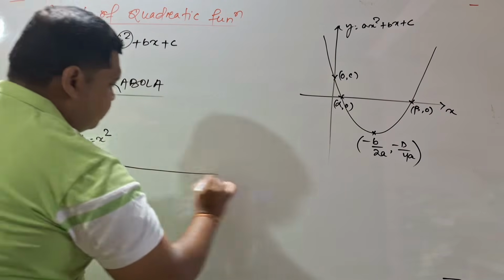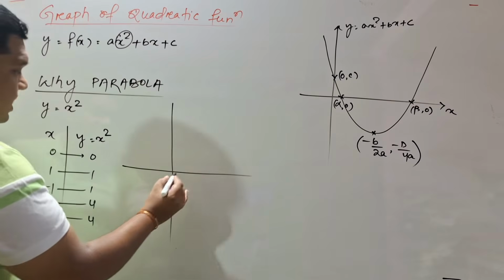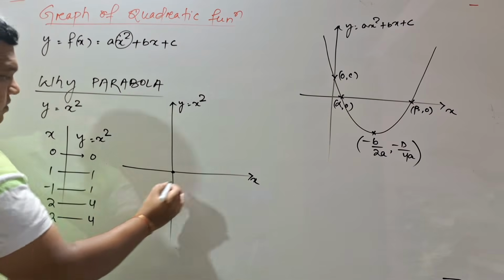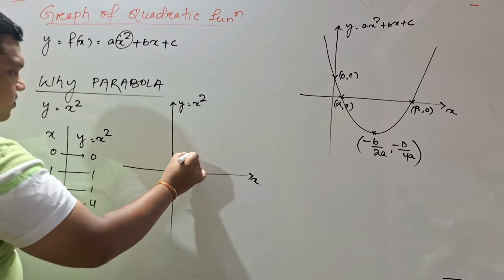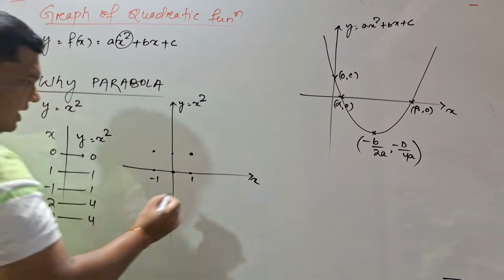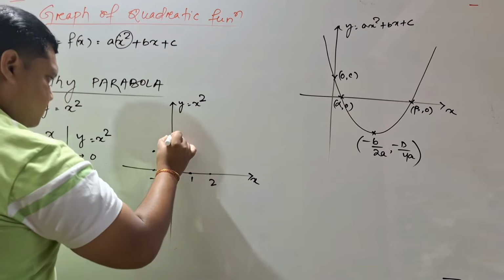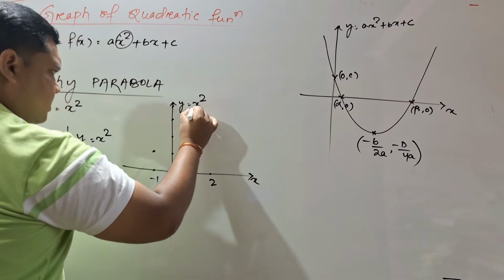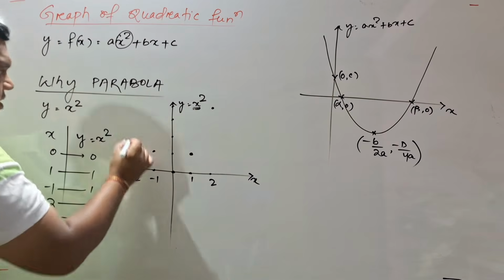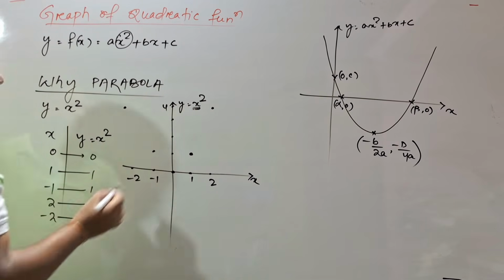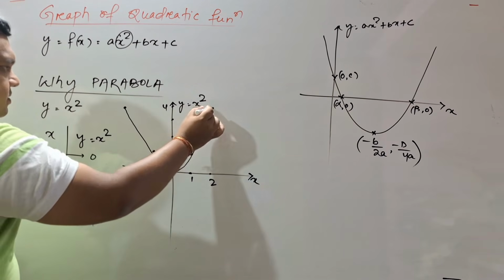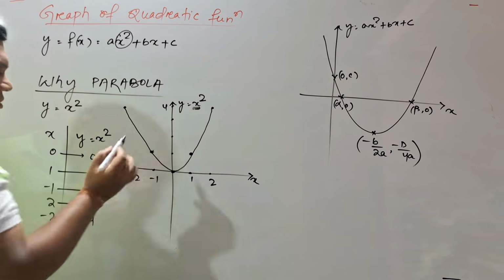If I am going to draw the graph, look here, at x equal to 0, y is 0. At x equal to 1, I will get the y value, it is 1. At x equal to minus 1, I will get 1. At x equal to 2, I will get 4. This is 2, 3, 4. Here is the point. Sorry. At x equal to minus 2, again I will get 4. Let's say this is 4. If I draw, this is the graph of a parabola. If I join all the points, I will get a parabola.